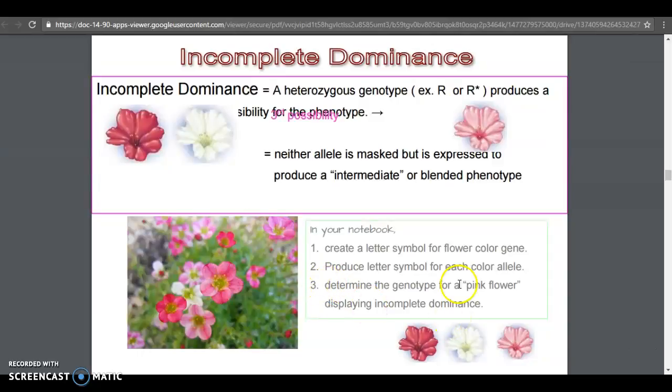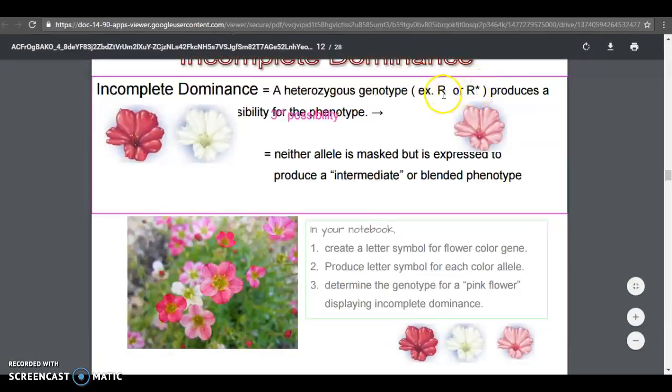All right. And then it says, determine the genotype for a pink flower. So the genotype for a pink flower is halfway between the two. So what do you think the pink flower gets? What do you think its genotype is? Do you think it's two plain R's, two dominant R's with an asterisk, or do you think it's one of each? Remember the pink one, which is kind of halfway between the two. You decide. Think hard.